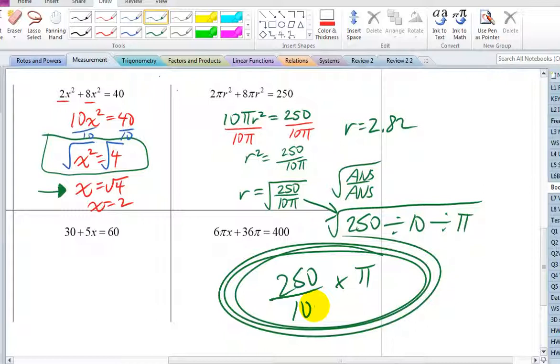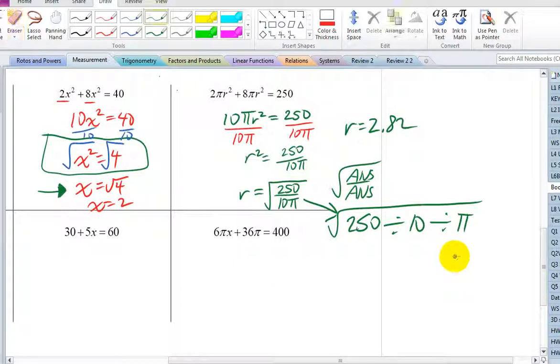Why do we square root it? Well, here it's r squared, so we have to square root both sides to get r. Good question. Any other questions? Have your calculators ready because we got some more that are a little more challenging.